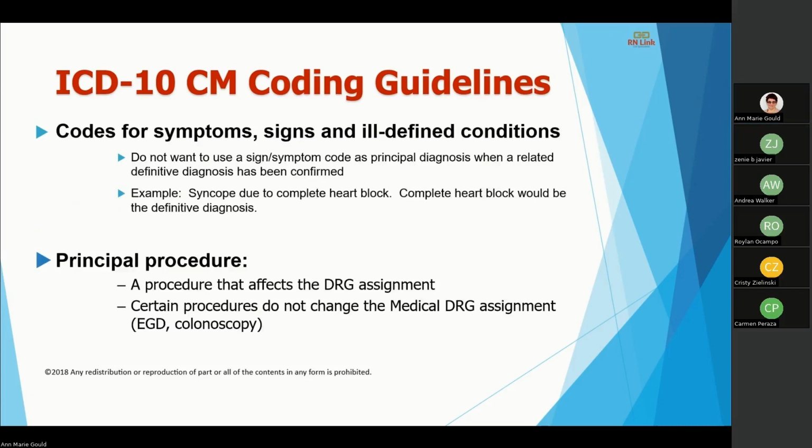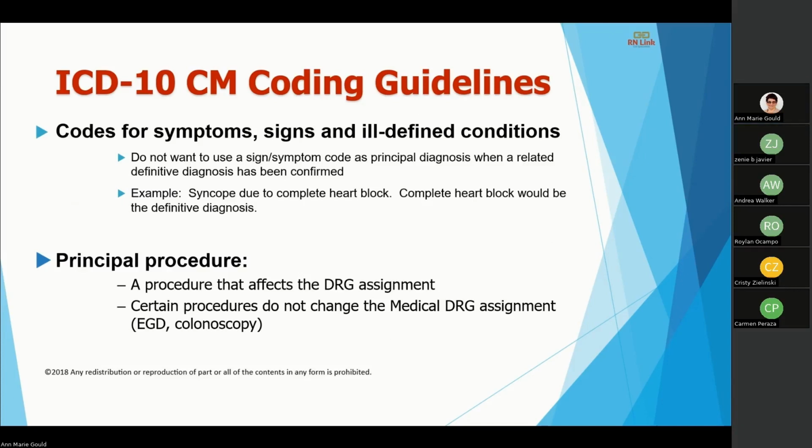Your codes for symptoms, signs, and ill-defined conditions. You usually never want a sign or symptom code as your principal diagnosis when a related definitive diagnosis has been confirmed. So for example, this is what I mentioned earlier this morning: syncope due to complete heart block. Well, your complete heart block would be your definitive diagnosis, right? They're attributing the syncope to that complete heart block, and they're going to take care of that complete heart block, hopefully with the pacemaker the patient gets while in the hospital.